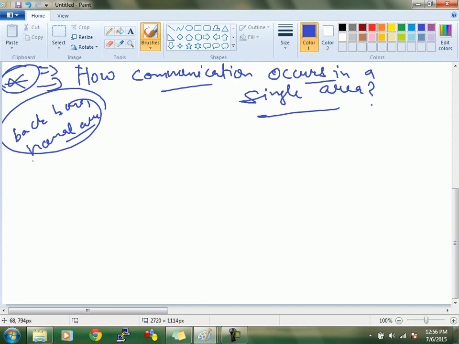No. It means you can run two different routing protocols on a single router also. Fine. There will be no issues.